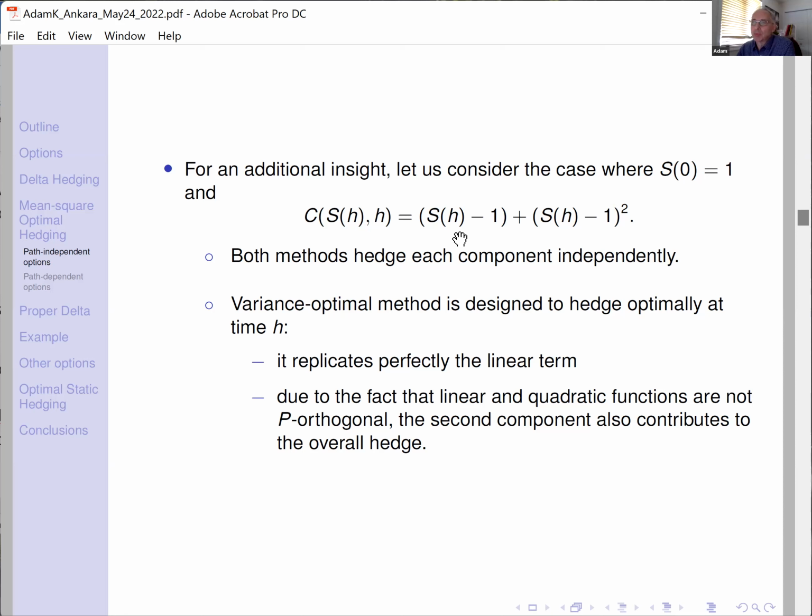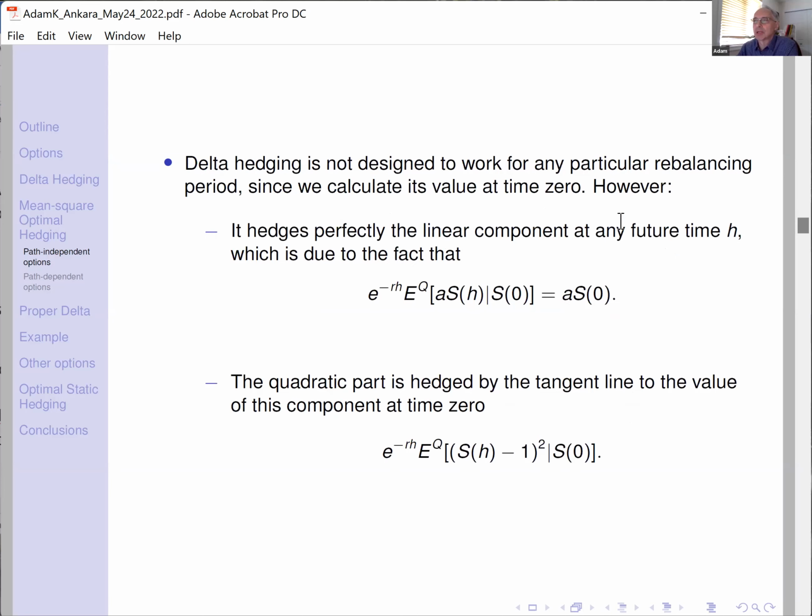In fact, both mean square hedging and delta hedging hedge each component independently because mean square hedging is a projection and projection is a linear operation. So we hedge each component independently. Delta hedging is based on finding derivative, but derivative is an additive operator again. So both hedging methods hedge each component independently, and variance or mean square hedging hedges the linear component perfectly. It hedges quadratic component by projecting on the space of linear functions.